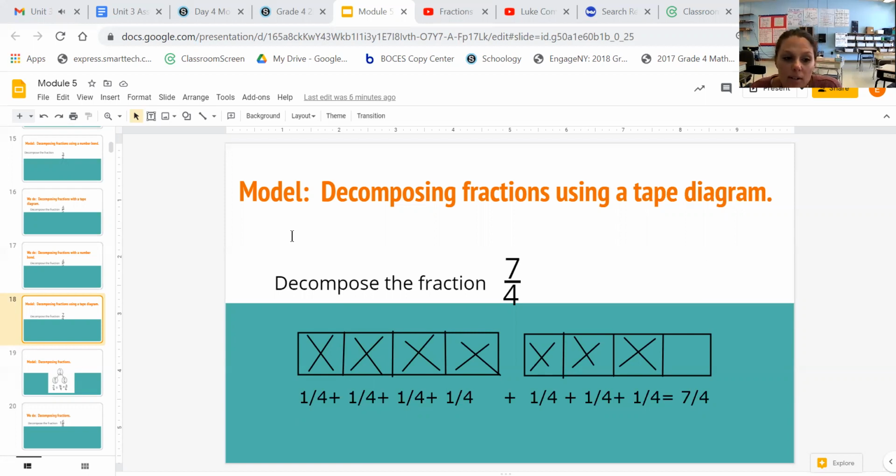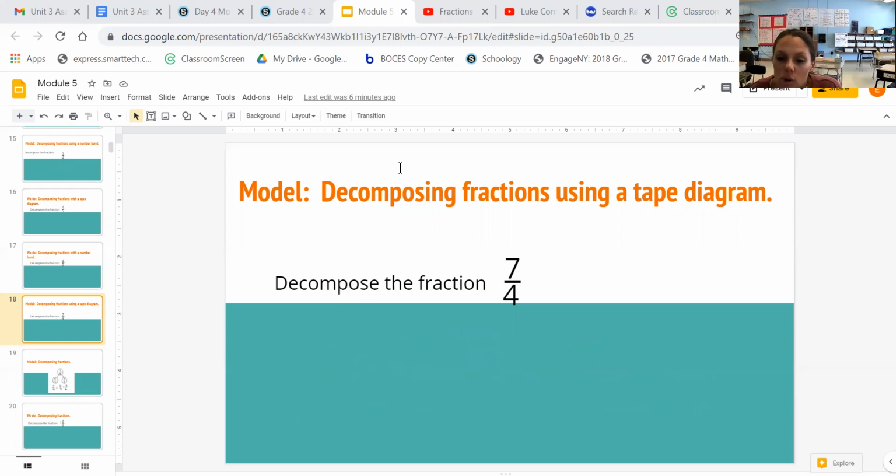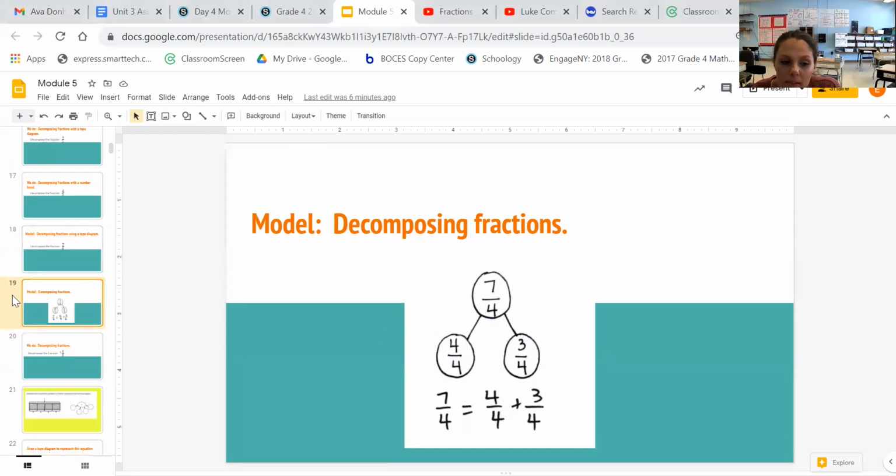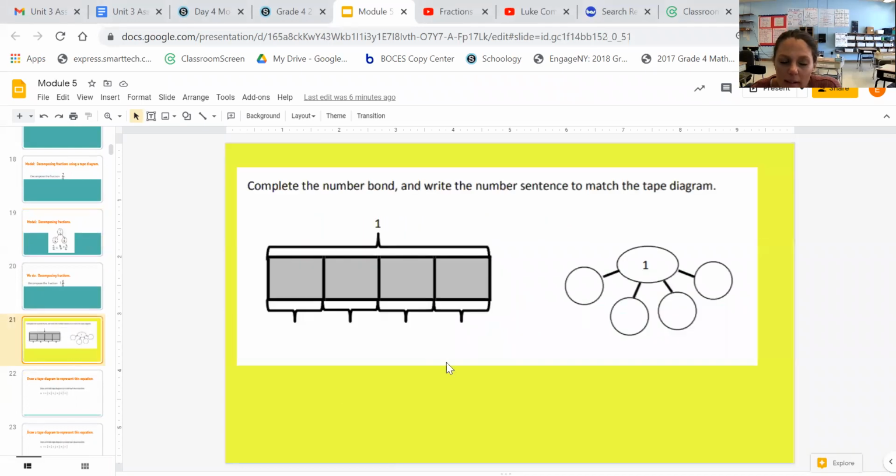I could also break it apart with a number bond, and there's numerous different ways I could break it apart. Let me show you one way I could break it apart. I can decompose or break it apart by taking a whole out, and then I subtract that 7 minus 4 and get a difference of 3. Okay? So let's review real quick. We can use a tape diagram, or we can use a number bond. Okay? So here we had 1/4, 1/4, 1/4, 1/4. Over here, it could be the same thing, 1/4 plus 1/4 plus 1/4 plus 1/4.